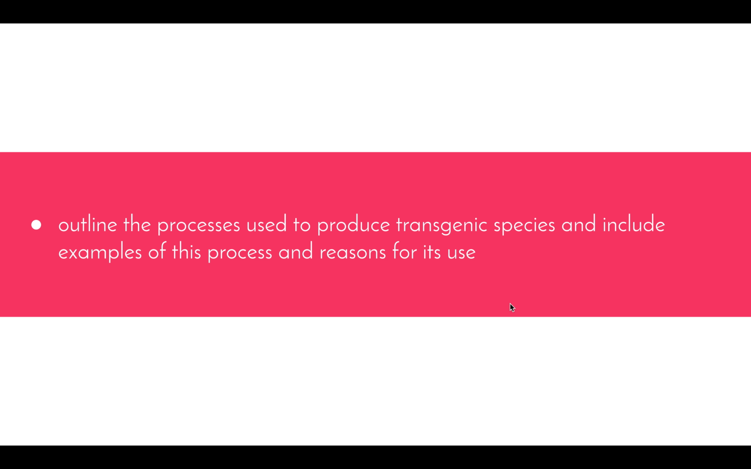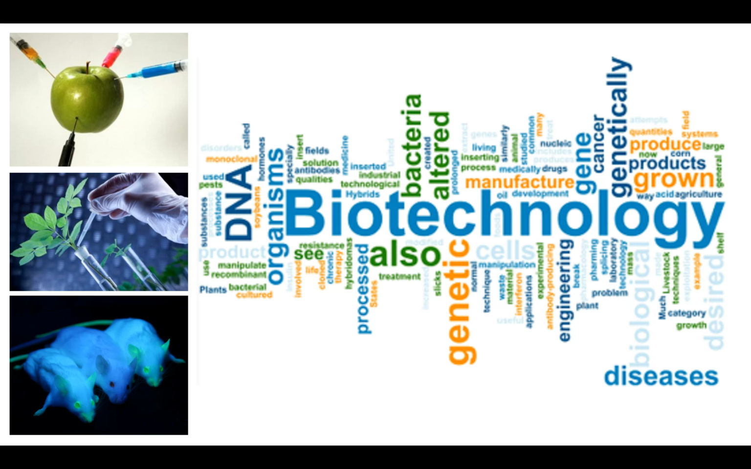Welcome to this video in the Blueprint of Life topic. This video is going to be looking at the dot point, outline the processes used to produce transgenic species, and include examples of this process and reasons for its use.